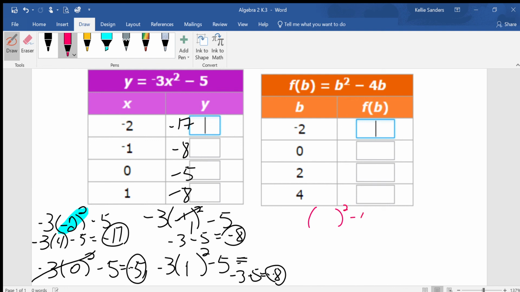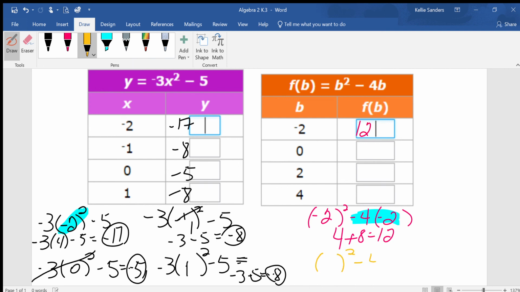B squared minus 4b. There's 2b, so there's going to be 2 parentheses. So you put negative 2 and negative 2. Negative 2 times negative 2 is 4. This negative 4 times negative 2 is positive 8. 4 plus 8 is 12.